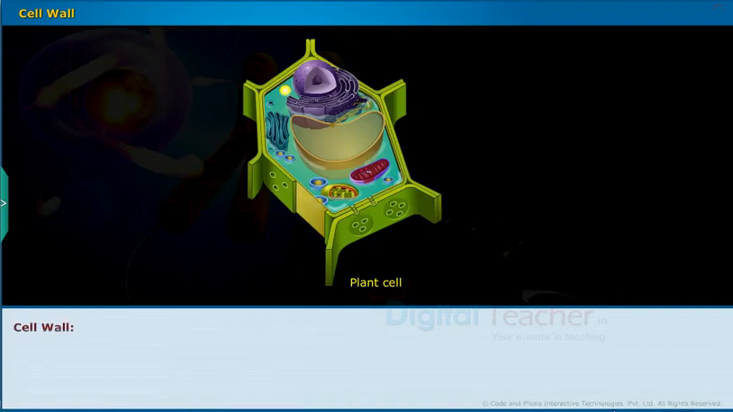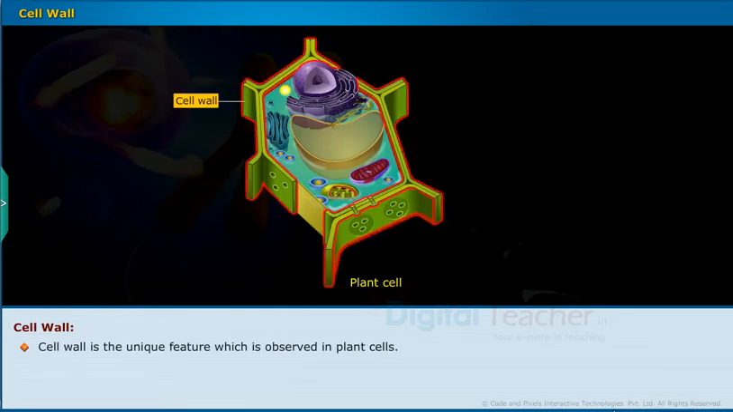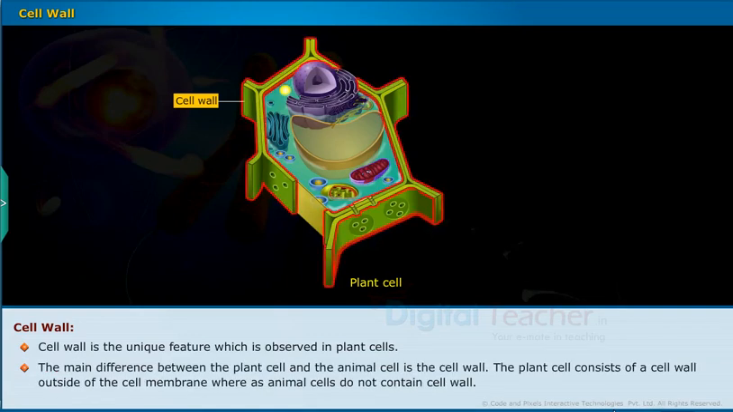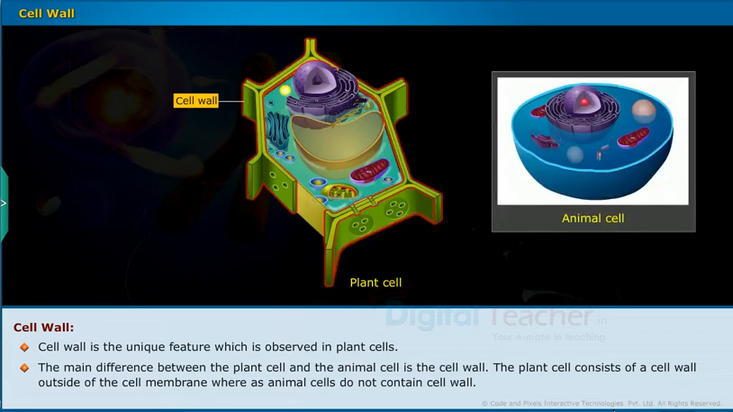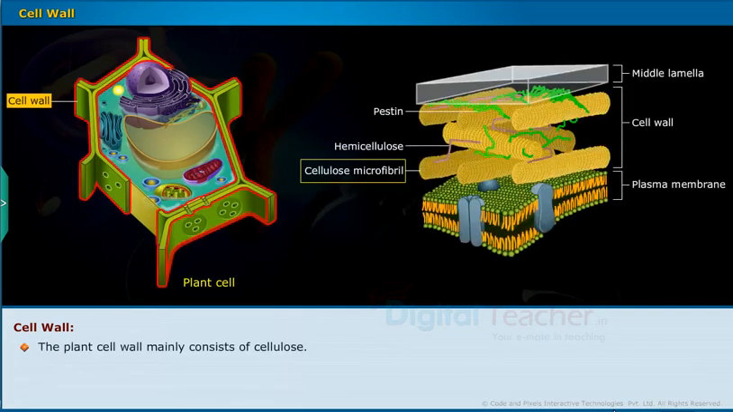Now, let us study the other important extra layer of the plant cell called the cell wall. Cell wall is the unique feature which is observed in plant cells. The main difference between the plant cell and the animal cell is the cell wall. The plant cell consists of a cell wall outside of the cell membrane, whereas animal cells do not contain a cell wall. The plant cell wall mainly consists of cellulose.